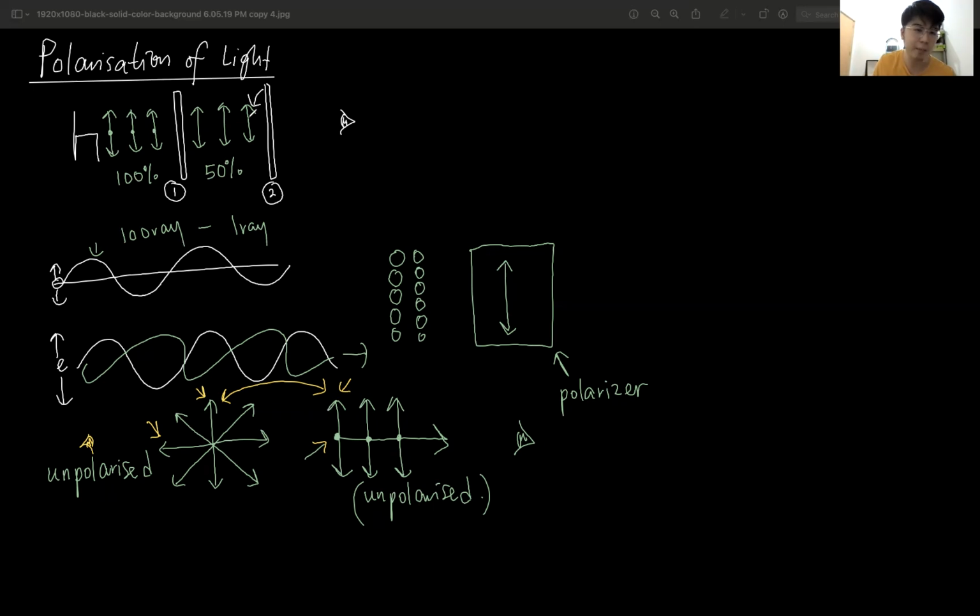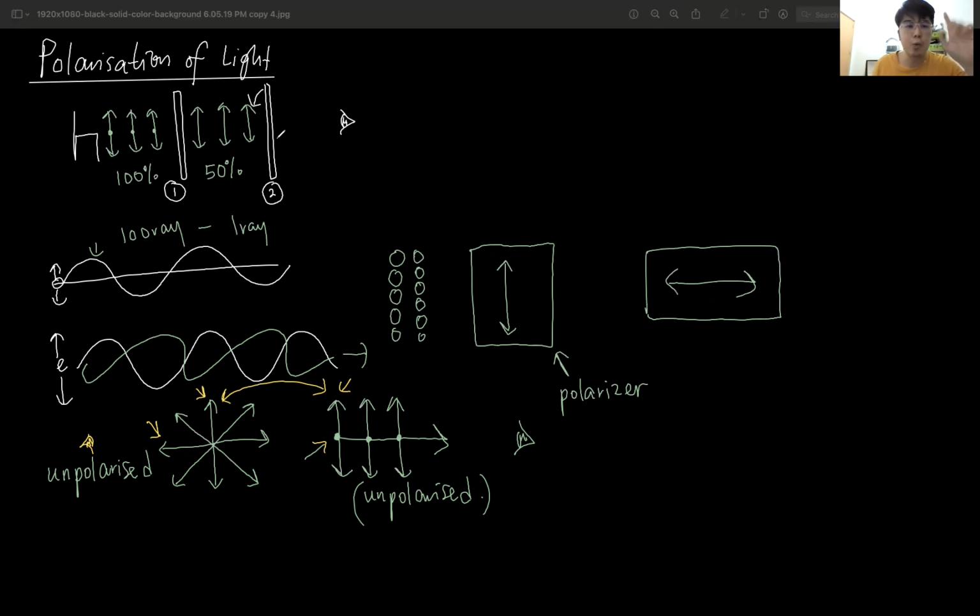Now, what happens when it passes through the second one? Just now I mentioned that they rotate the second one. When they rotate 90 degrees, then this one becomes horizontal. The second polarizer becomes horizontal, but you have this vertical coming in, and all this vertical is also blocked. It cannot pass through.